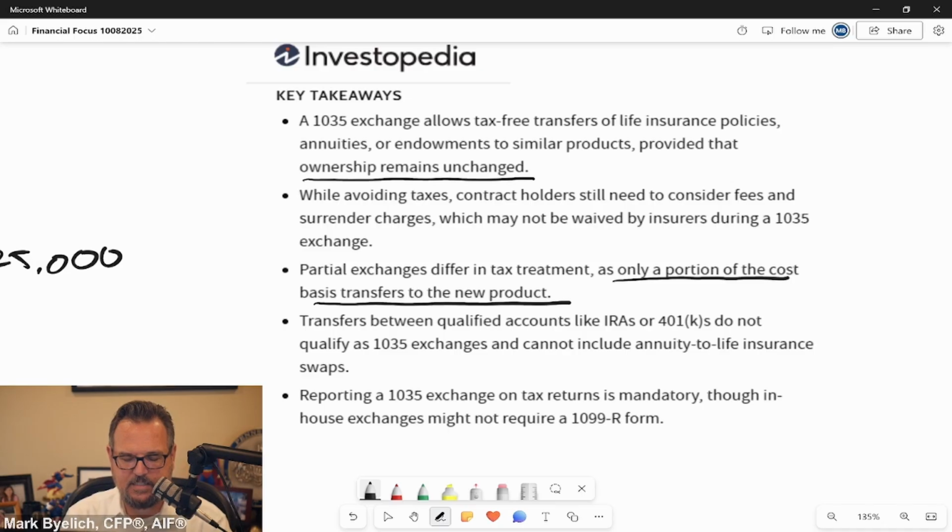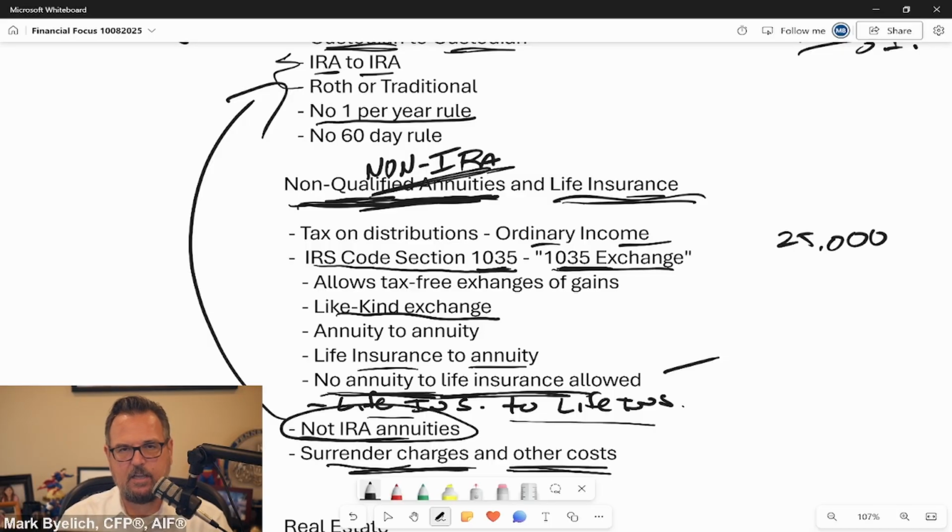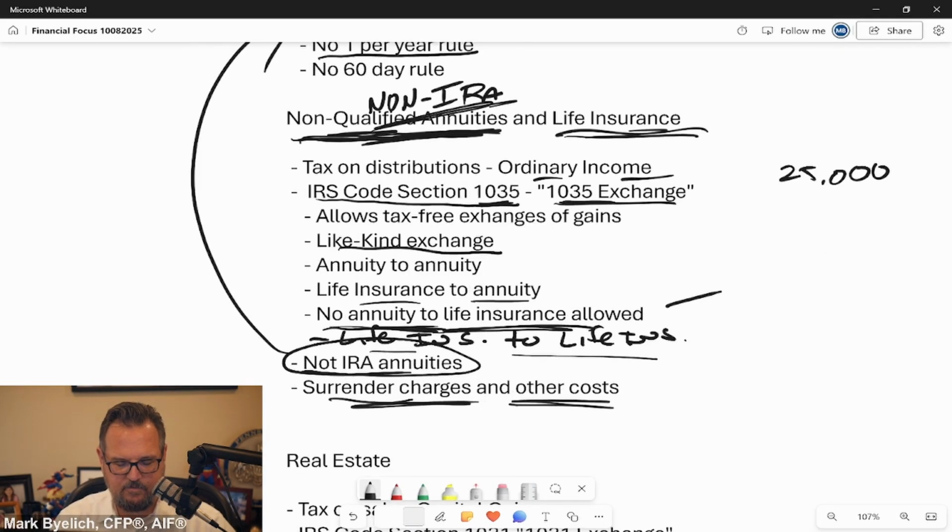Transfers between qualified accounts like IRAs and 401(k)s do not qualify as 1035 exchanges and cannot include annuity to life insurance swaps. Reporting a 1035 exchange on tax returns is mandatory, though in-house exchanges may not require a 1099 form. So what's an in-house exchange? If insurance company ABC has an annuity that they allow you to swap within the same company, then it may not generate that 1099-R. All right, so that is 1035 exchanges, and they're, again, for non-qualified or non-IRA annuities and life insurance.